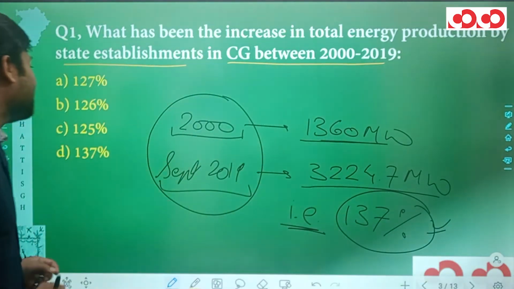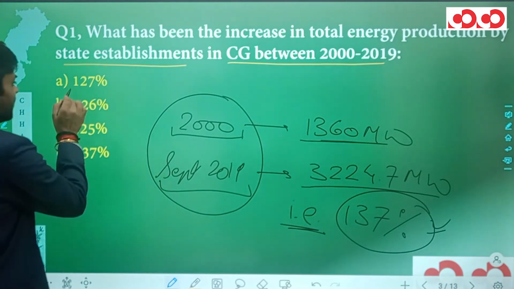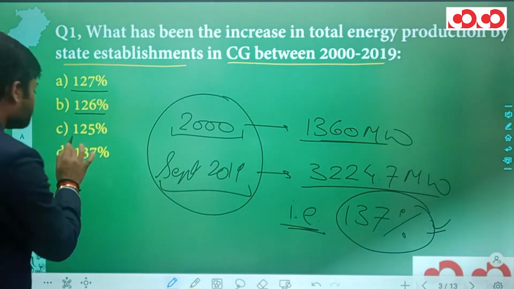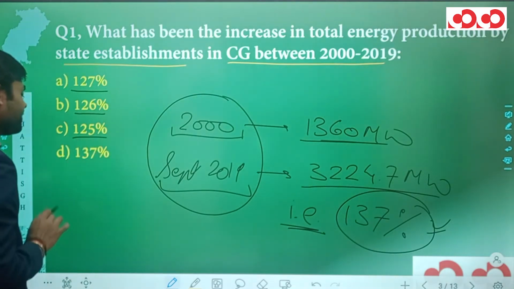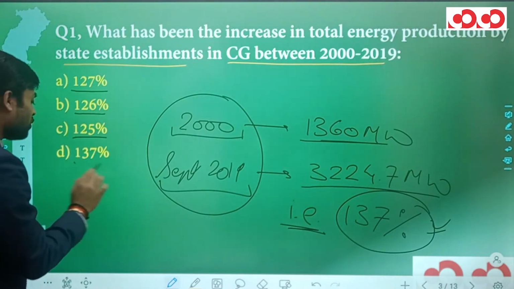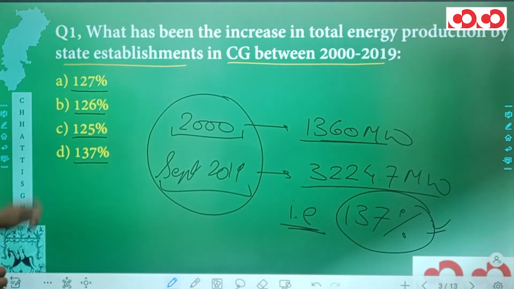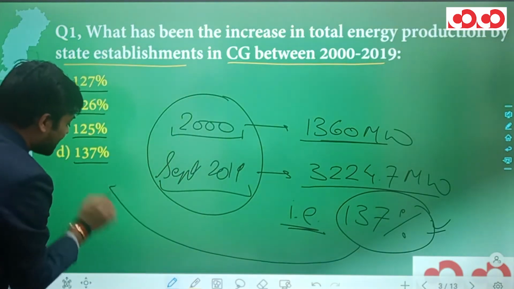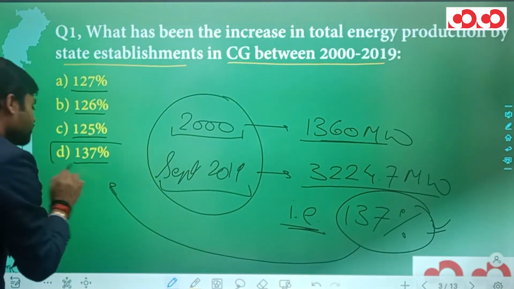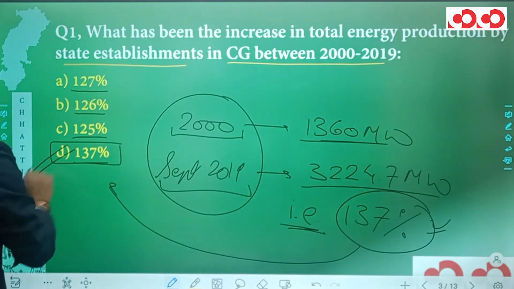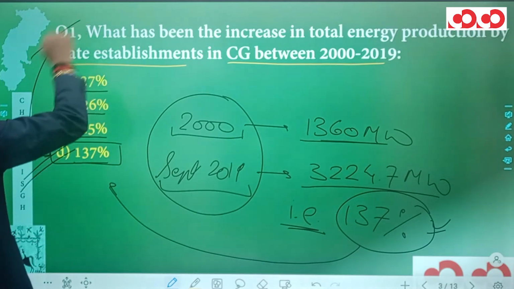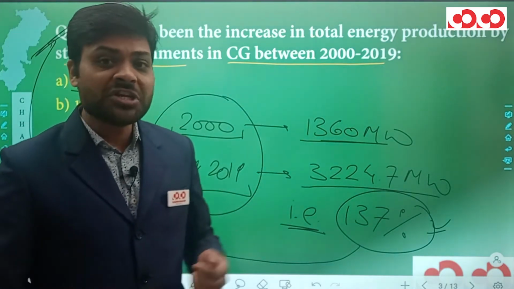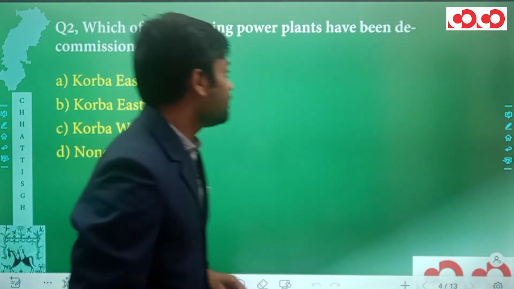137%. Now let us look at the options. In option A, we have 127%. In option B, we have 126%. In option C, we have 125%. And finally, in option D, we have 137%. Now, 137% is the answer and it is mentioned in option D. Hence, option D is going to be the correct option for our first question. So, this was all about our first question. Let's now move to our second question.